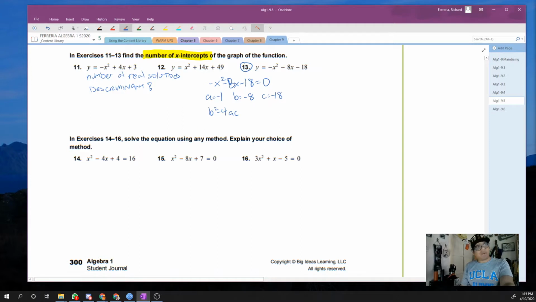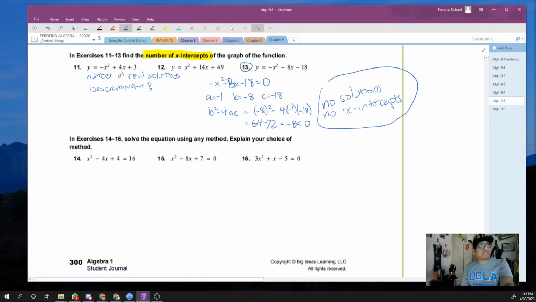Discriminant is b squared minus 4ac. Substitute numbers, that's negative 8 squared minus 4 times negative 1 times negative 18. That's 64 minus 72, which is negative 8, which, hey, negative 8, that's less than 0. So no solutions, no x-intercepts. Remember, solutions and x-intercepts are the same thing. So if you answer one question, you're answering the other as well.